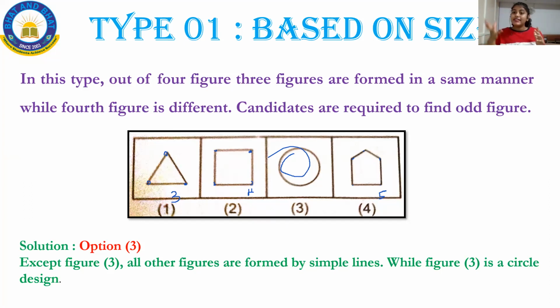Option 3, square, it is a curve, isn't it? Option 4 is drawn using lines, whereas option 3 is a curve. Which options share common properties? Option 1, option 2, option 4 are all drawn using a straight line or any simple line. It may be a straight line, it may be a slant line, anything. But option 3 is drawn using a curve. Therefore, which is our odd one out? Option 3. Did you understand?